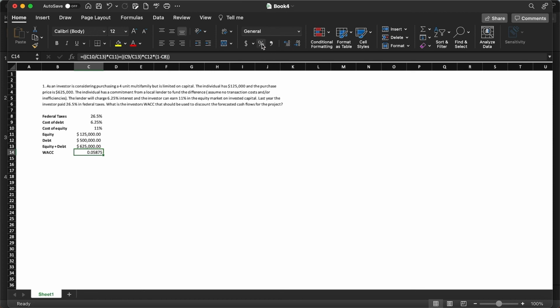So our weighted average cost of capital is 5.88%. And that's how you calculate the weighted average cost of capital, and you would be looking at comparing this value to your internal rate of return or your modified internal rate of return.